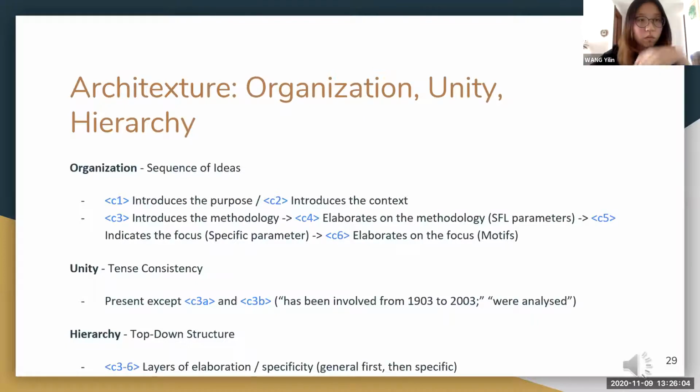Finally, we have organization, unity, and hierarchy. As mentioned before, there is a clear progression of themes and ideas from broad to specific. As you can see under organization here, there is a sequence of ideas which begins with C1 and C2 essentially being top-level ideas, and C3 being top-level as well. But then from C3 on, we have continued elaboration and building upon previous ideas in more specificity. And this is where the hierarchical top-down structure comes in.